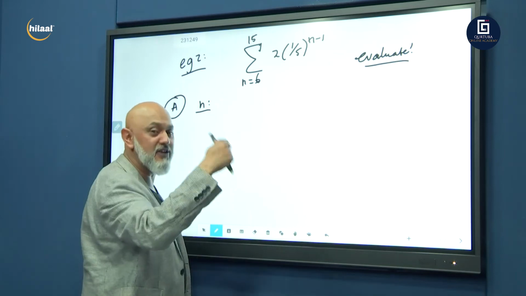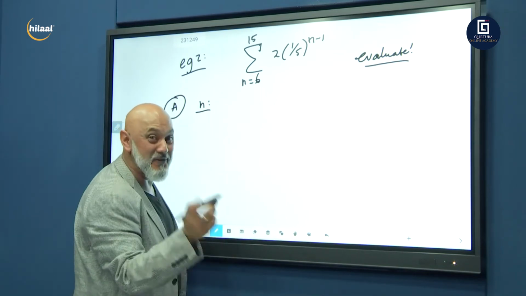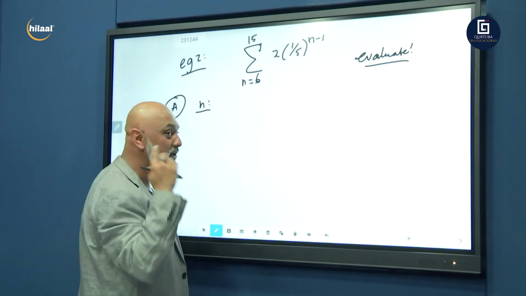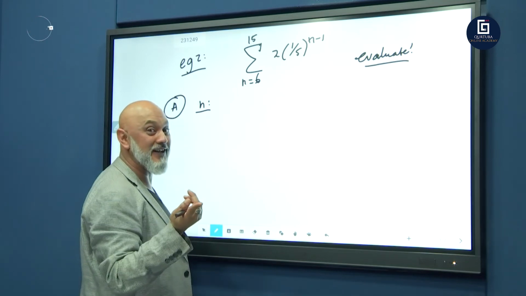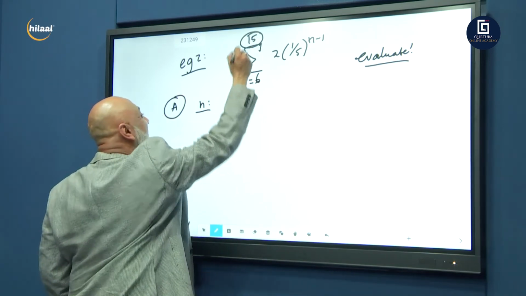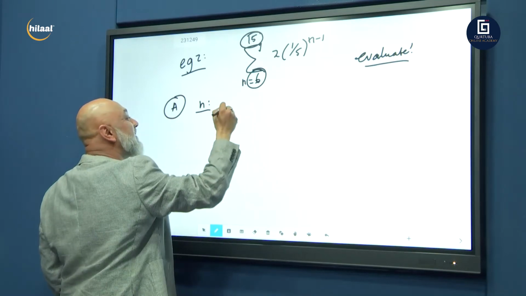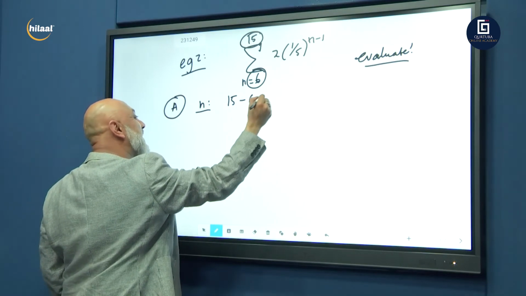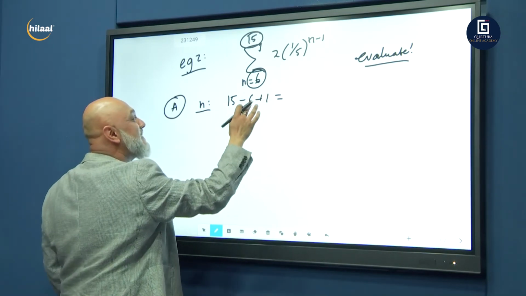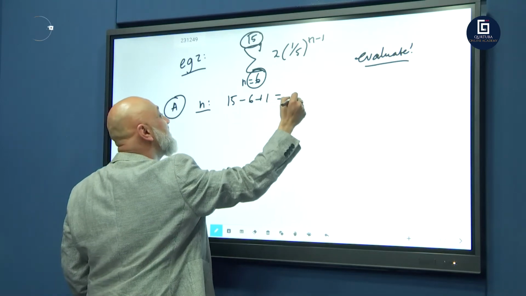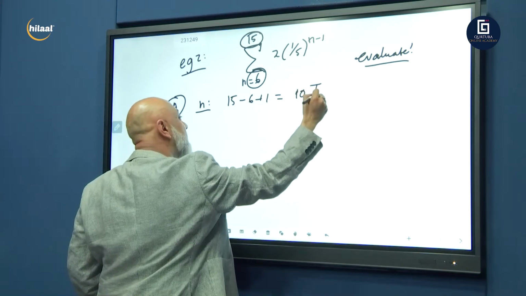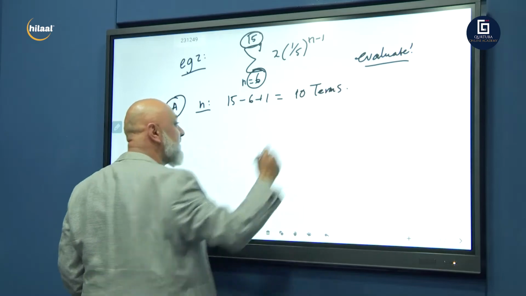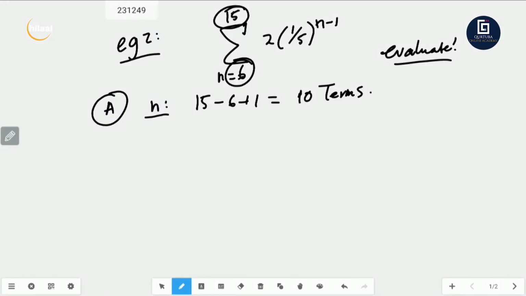Top number minus bottom number plus 1. Correct. You're saying it with me. I like it. I can hear you. Supersonic hearing. Don't have big ears for nothing. Let's go. Right. 15 minus 6 plus 1. 15 minus 6 is 9. 9 plus 1. That means there are 10 terms. That was step number 1.